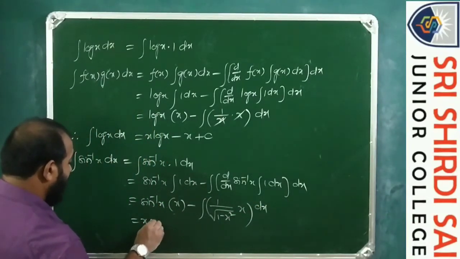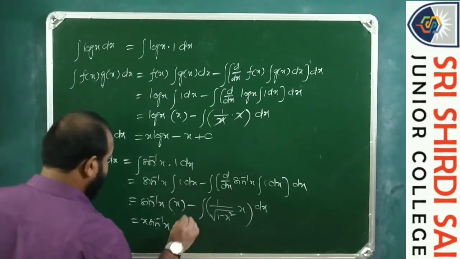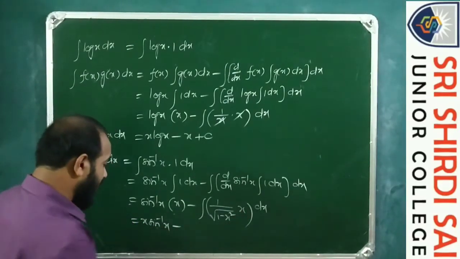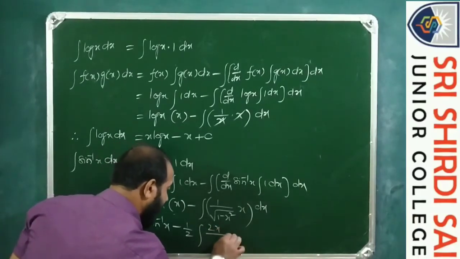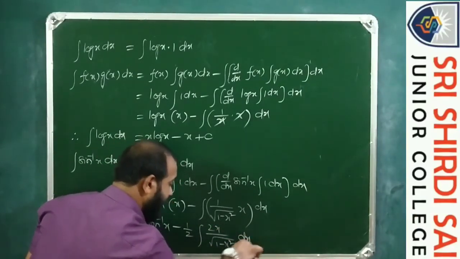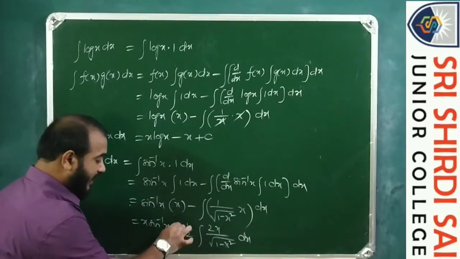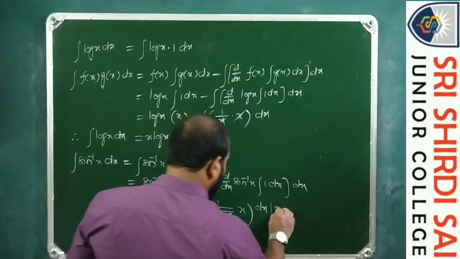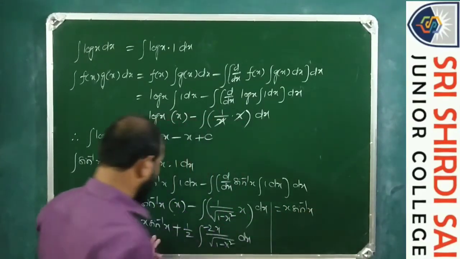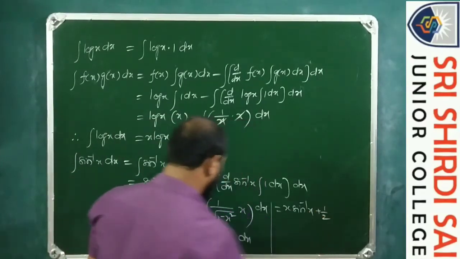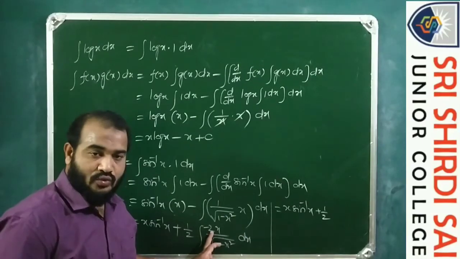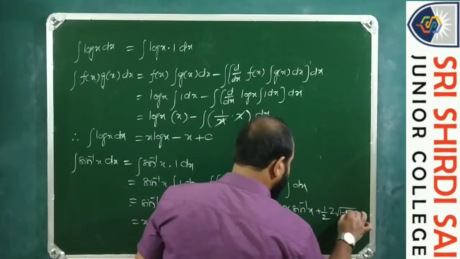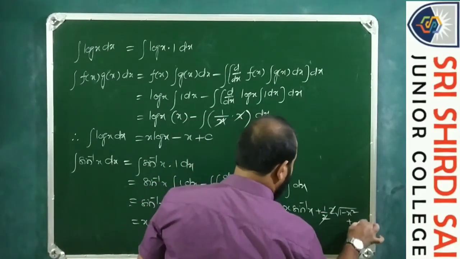So this is x sine inverse x minus, here 1 minus x square has derivative minus 2x, but here we have x. So therefore 1 by 2 into this is 2x by root of 1 minus x square dx. This minus we will write as plus of minus 2x. So this is equal to x sine inverse x plus 1 by 2, and 1 minus x square derivative is minus 2x. So this is f dash x by root f of x, which gives 2 root f of x, 2 root of 1 minus x square. So the 2 gets cancelled, plus constant of integration c.